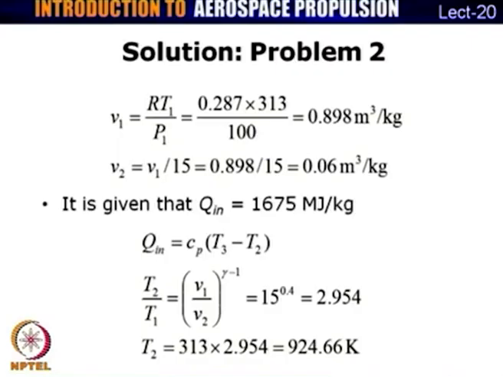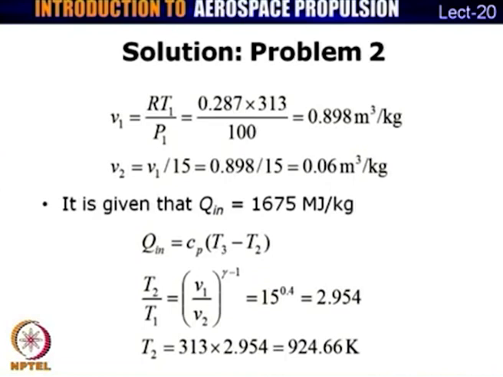Now, since the compression ratio is given as 15, the volume at state 2, that is V2, is equal to V1 by 15, that is 0.898 by 15, which is equal to 0.06 meter cube per kilogram. Now, we have been given Q in, that is heat input, as 1675 megajoules per kilogram. Q in is equal to Cp times T3 minus T2, because the heat addition takes place at constant pressure. Therefore, we use the specific heat at constant pressure for air for this particular process, and Q in is equal to Cp into T3 minus T2.